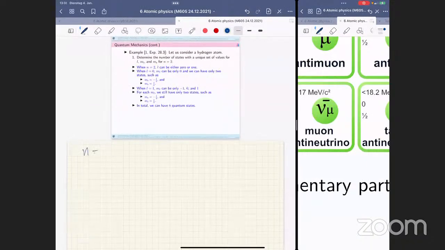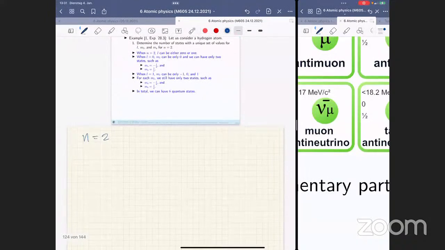Once you have n equal to 2, L could be, what is that? L could be 3 possible cases, right? The first one, L equal to 0. Oh no, 2 cases only. There will be only 2 cases, right? Because L equal to 0 and L equal to 1.